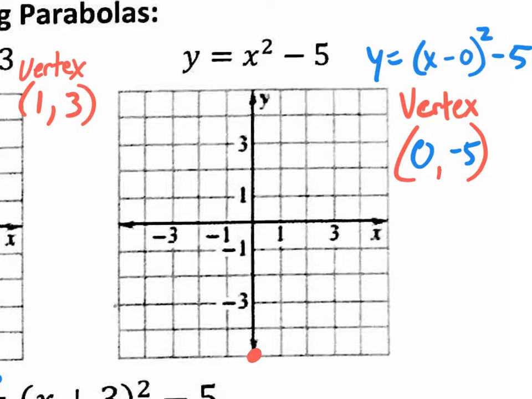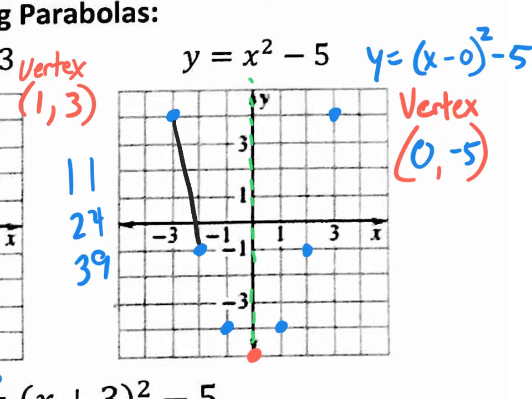Does this open up or down? Up. It opens up, that's right. And could we use the pattern 1, 1, 2, 4, 3, 9? Yes, we can. So from the vertex 1 over 1 up, and then go back to the vertex 2 over 4 up, go back to the vertex 3 over 9 up. And then reflect them to the other side of the axis of symmetry. So this one's 3 units away, go 3 units away this way, put a dot right there, and the next one, and the next one. Draw your line right through those points.